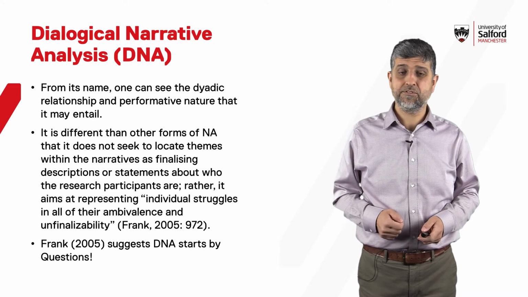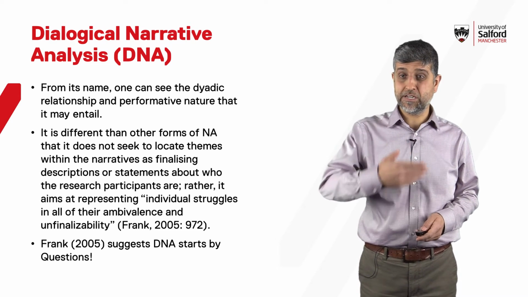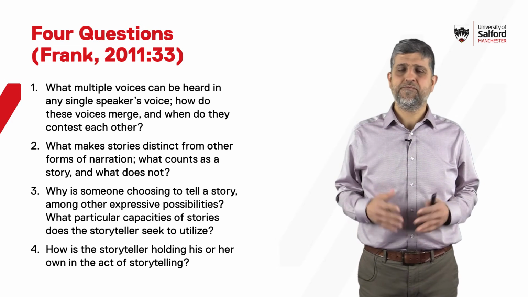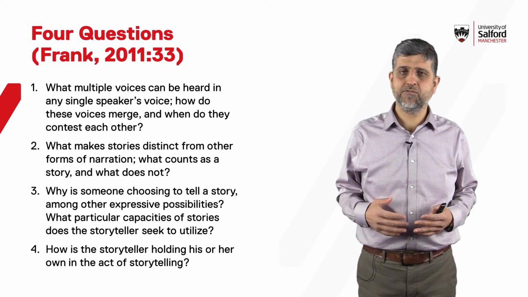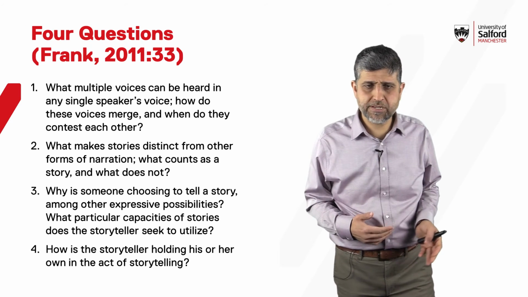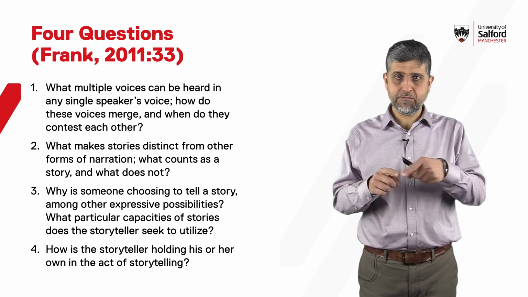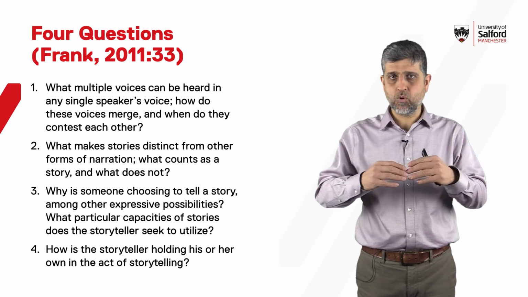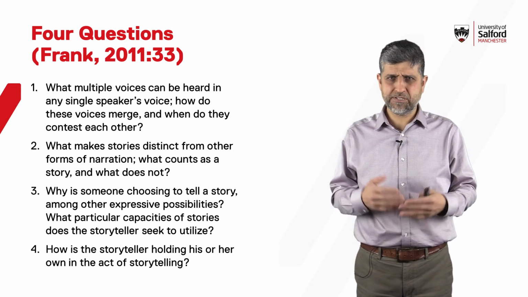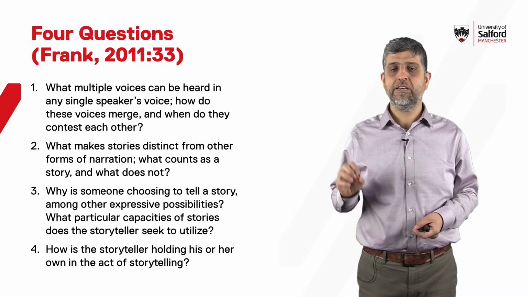Frank, 2005, also suggests that DNA starts by questions, which we're going to see in the next slide. These are four questions that Frank 2011 suggests to start with if you want to do a good, hopefully good, narrative analysis. The first one is about what multiple voices can be heard in any single speaker's voice. So you're looking at, behind the one line or the voice, there could be multiple voices. So someone could be happy and sad at the same time when they say something. How do these voices merge? And when do they contest each other?